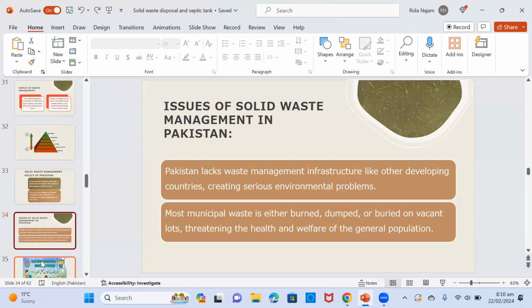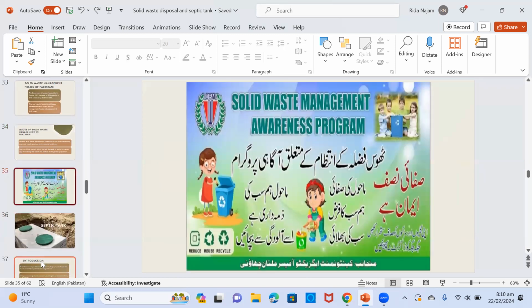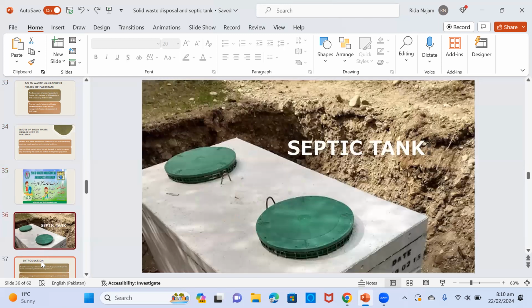Pakistan lacks waste management infrastructure like other developing countries, creating some serious environmental problems. Most municipal waste is either burned, dumped, or buried on vacant lots, threatening the health and welfare of the general population. Solid Waste Management Awareness Program. This is basically a poster printed by the government of Pakistan.